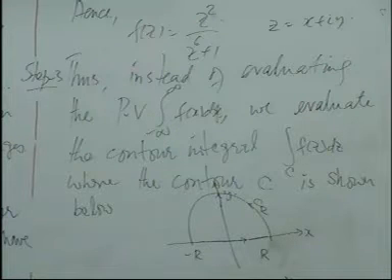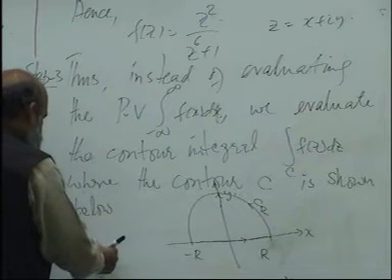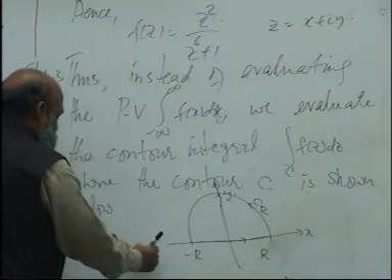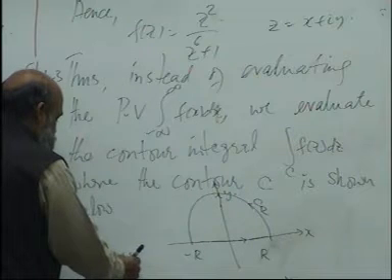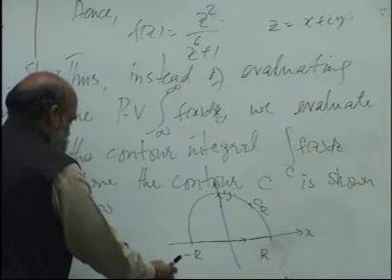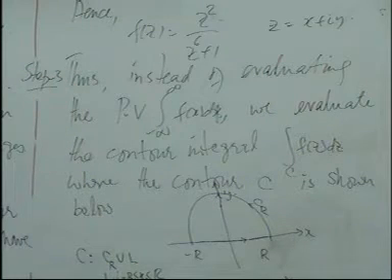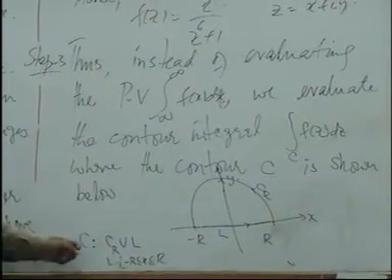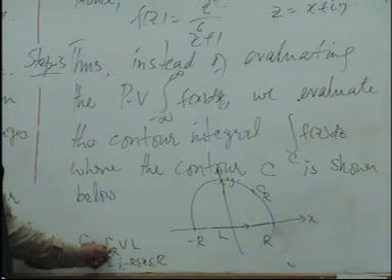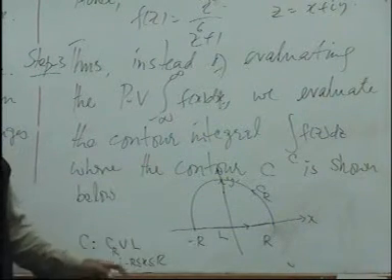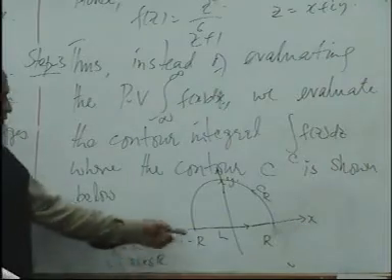So this contour C consists of two parts. Number one, CR, union L, where L is the set of points from minus r to r. So this C consists of two arcs. One is CR and the other is L, a straight line. The straight line consists of these points.